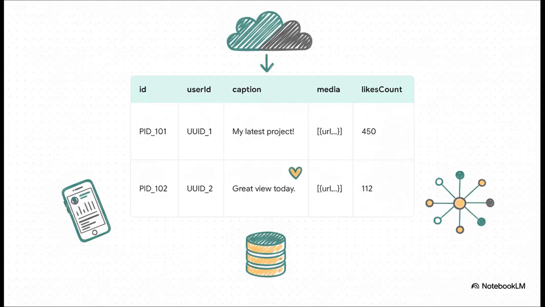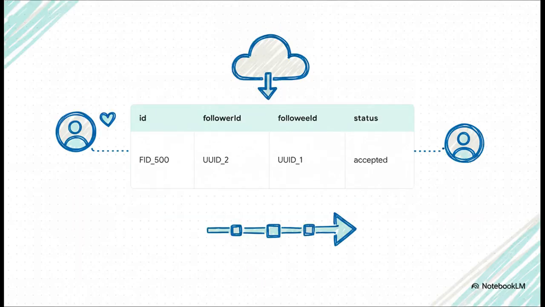See how PID 101 is linked to UUID 1? That's the magic link. That connection right there tells the system that the user, Anita B, is the one who created this specific post. Every single post is tied directly back to a user. And this is how the social network actually gets built.